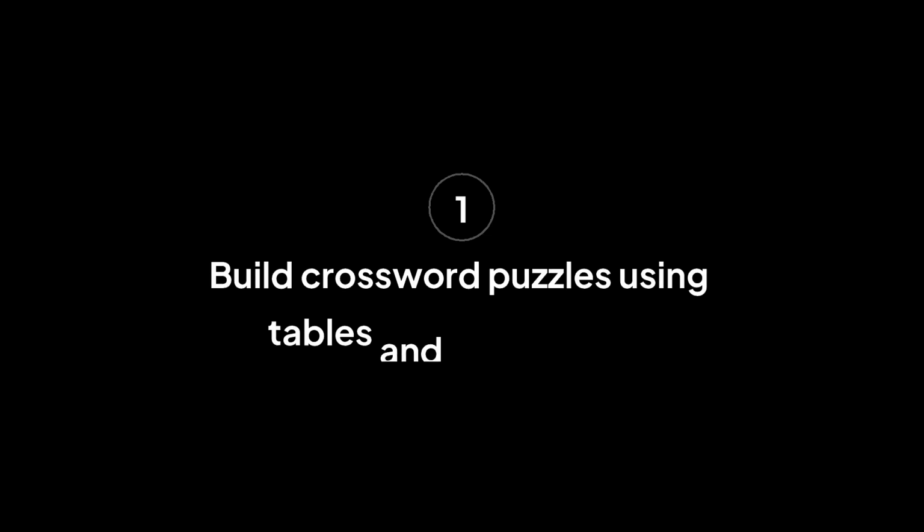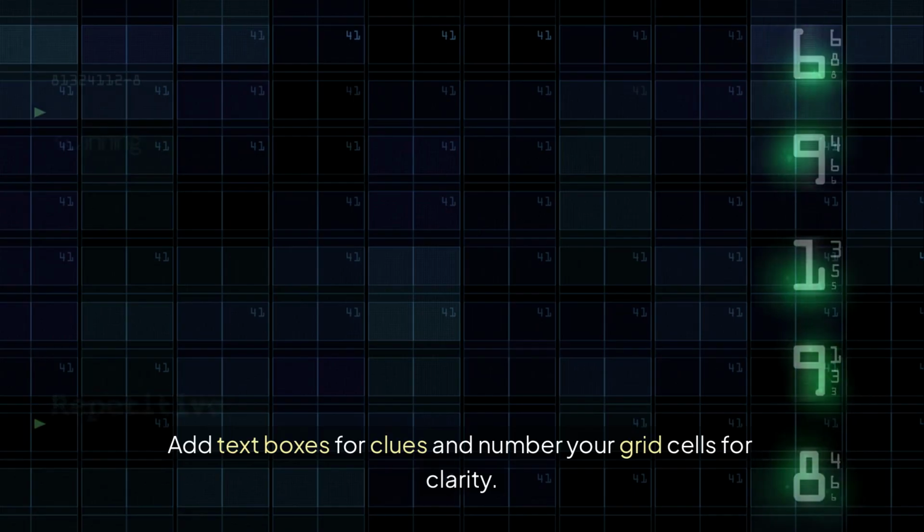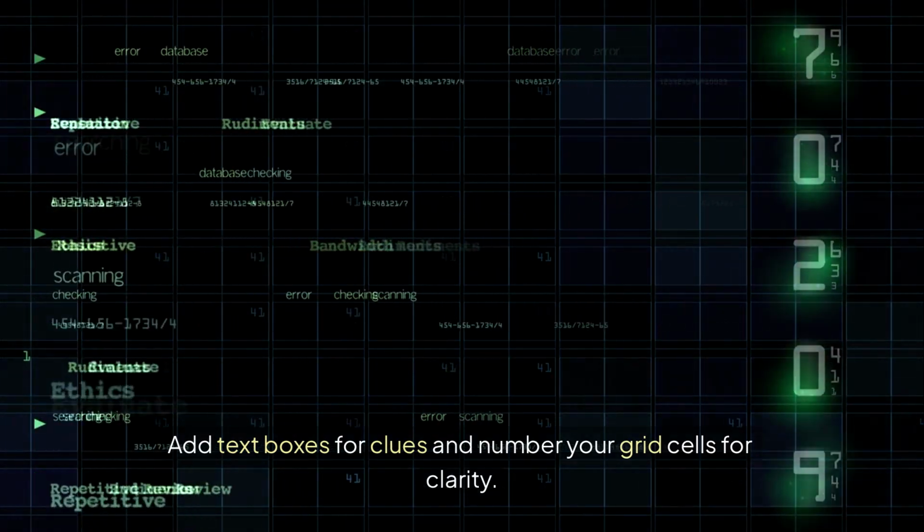For crossword puzzles, insert a table to create the grid, merge cells as needed, and use fill color to block out unused squares. Add text boxes for clues and number your grid cells for clarity.